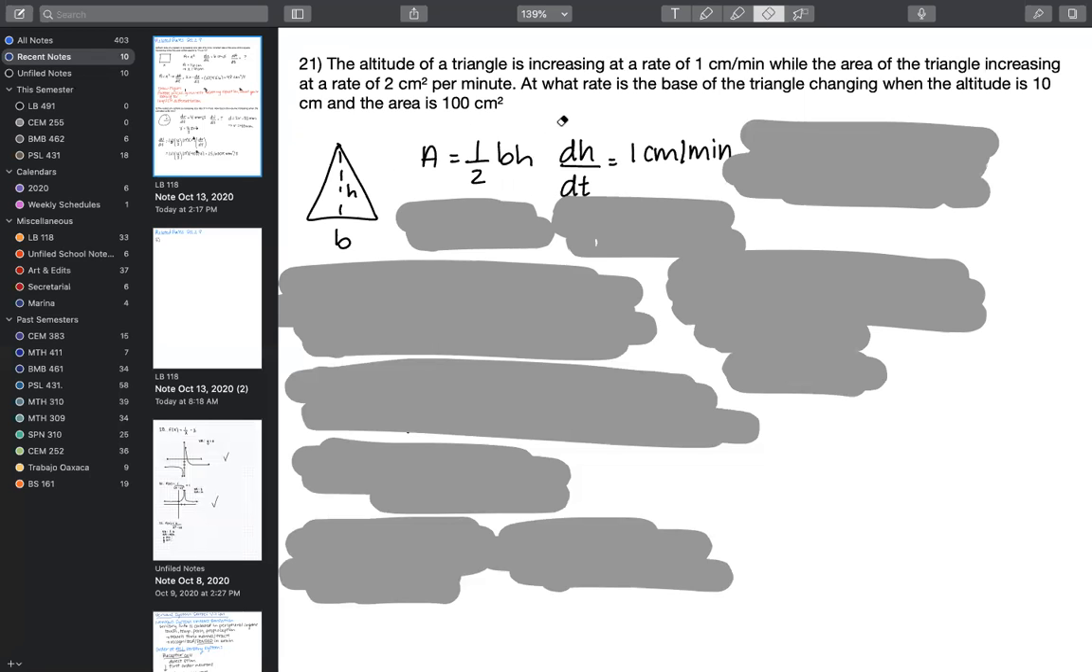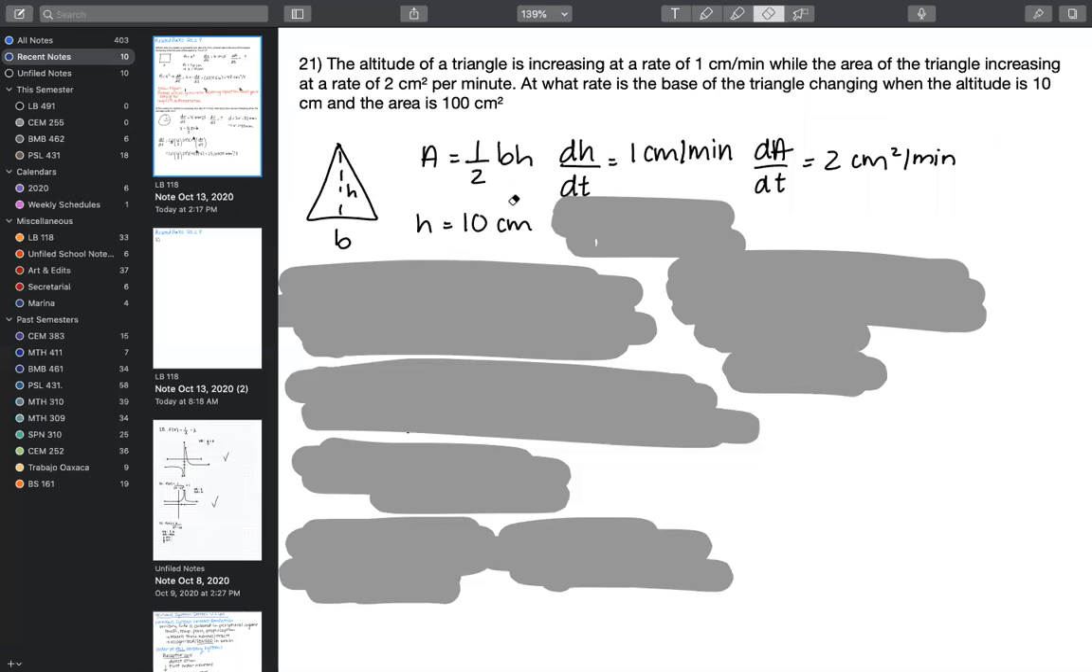So we are also told that the altitude is increasing at a rate of 1 centimeter per minute. Like I said, I called the altitude h in this case. So dH/dt is equal to 1 centimeter per minute, positive because it's increasing. We're going to want to find dB/dt. I guess I didn't write it down for this one. We're going to want to find dB/dt. That's our end goal. So I'm going to write that down so I can remember to adjust that for when I send you guys this note via email later.